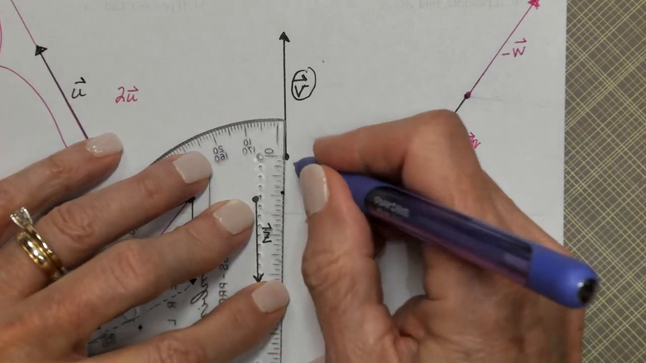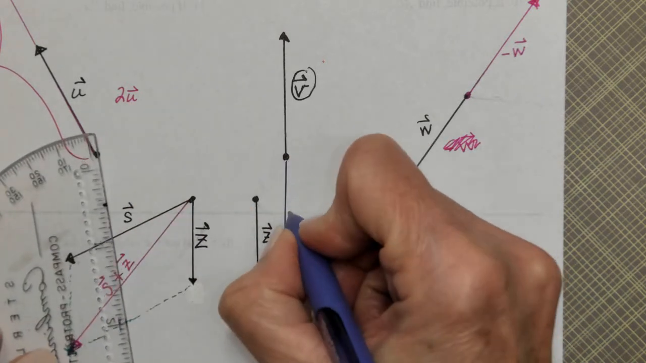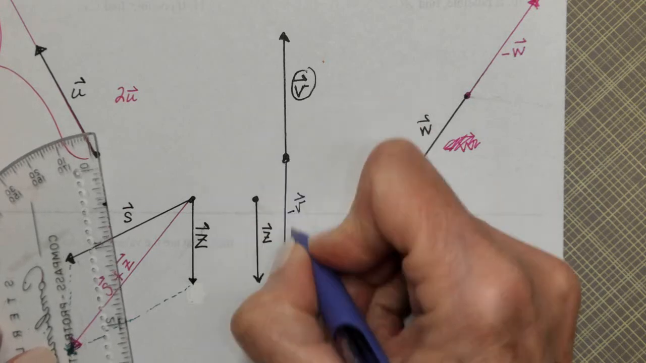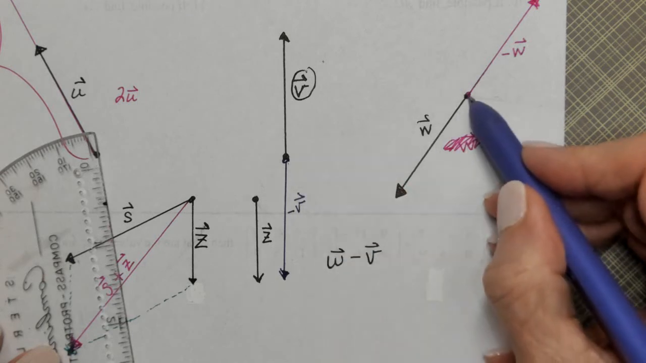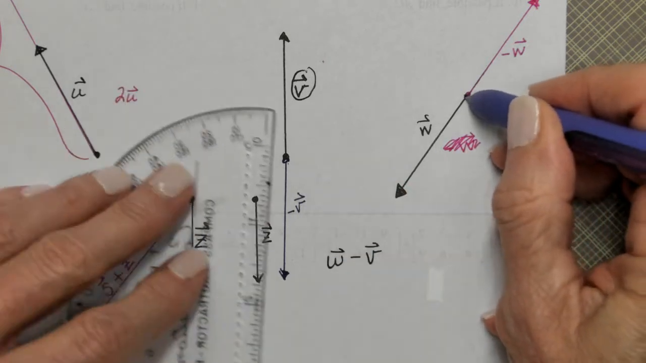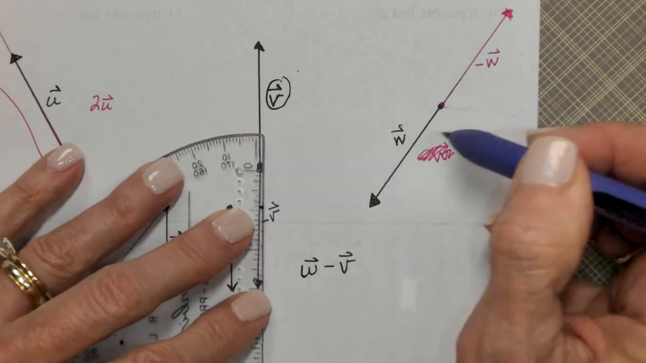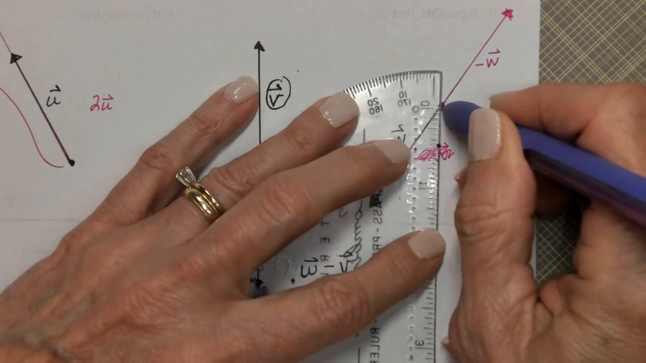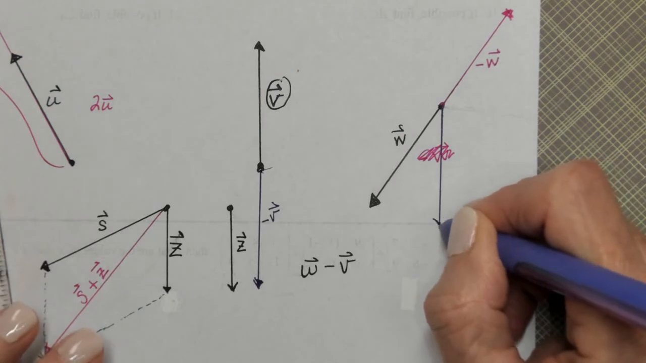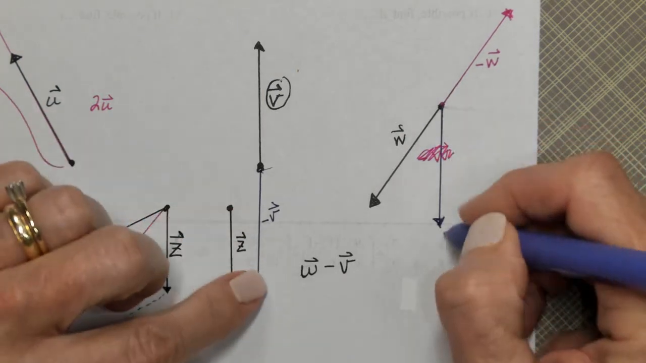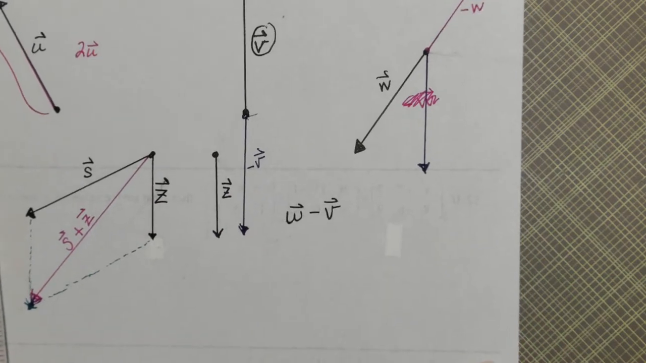So about there. This would be negative v here. I'm going to draw this endpoint on the endpoint of w. I forgot how long that was, about to there. So I'm going to draw this endpoint here, and I'm trying to make those the same direction. And now I draw the parallelogram.